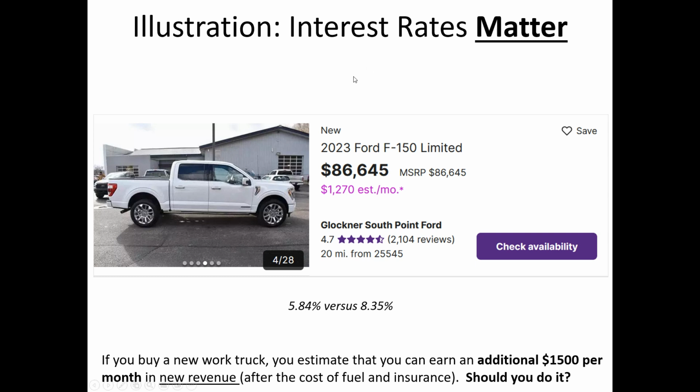So let's say in the case of this vehicle, what if you could use it and, after the cost of fuel and insurance and all of the other operating expenses, let's say that it generates an additional $1,500 in net revenue each month. So what we're going to find out is whether that's justifiable.